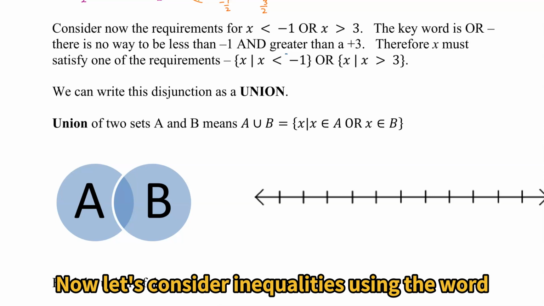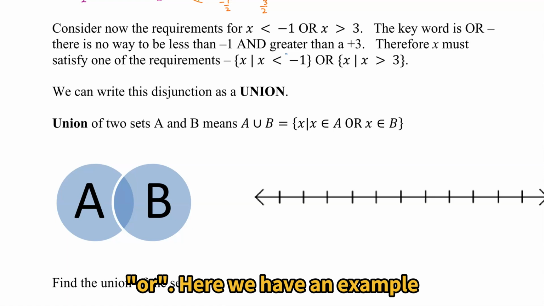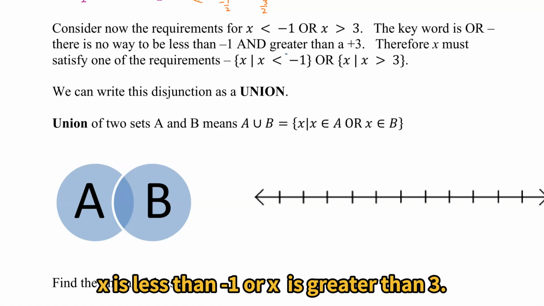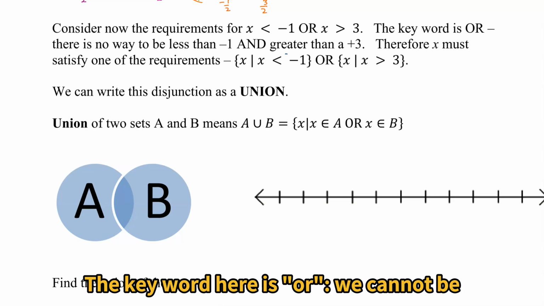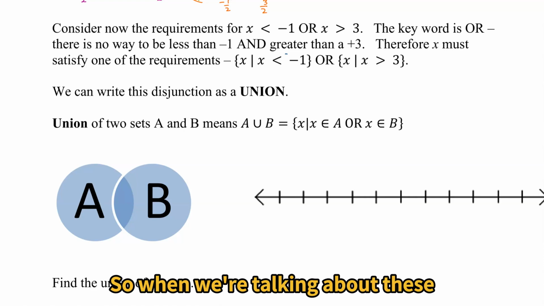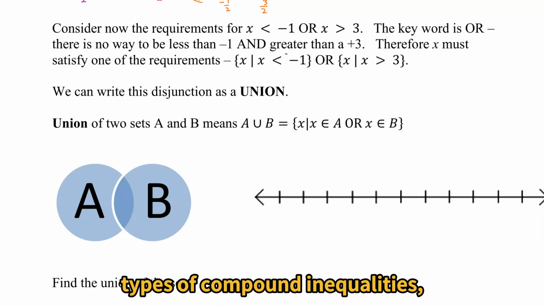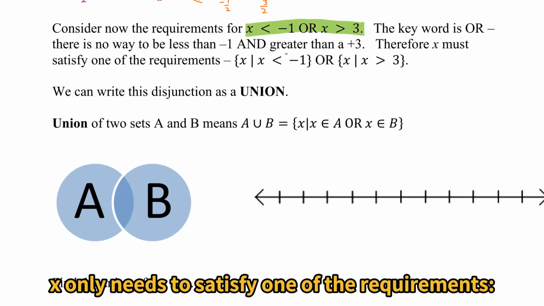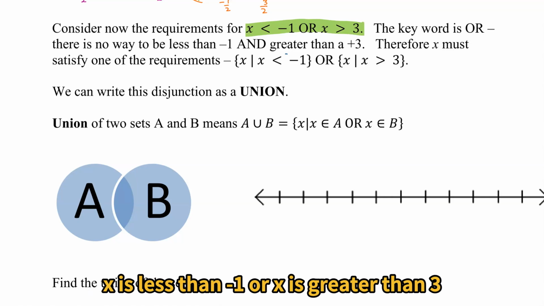Now let's consider inequalities using the word or. Here we have an example, x is less than -1 or x is greater than 3. The key word here is or. We cannot be less than -1 and greater than +3 at the same time. So when we're talking about these types of compound inequalities, x only needs to satisfy one of the requirements. X is less than -1 or x is greater than 3.